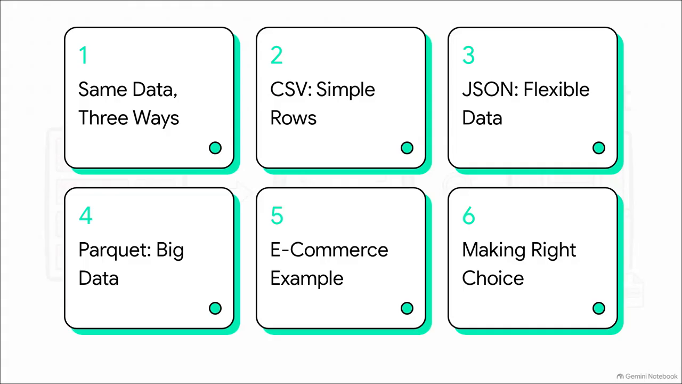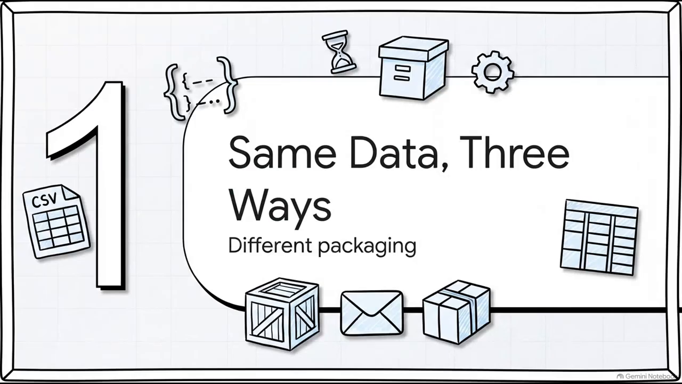Well, here is our roadmap to solve this little data mystery. First, the same data three ways. Then CSV, simple rows and columns, followed by JSON, flexible and nested data, and Parquet, built for big data. Next, a real-world e-commerce example, and finally, making the right choice. All right, section 1, the same data, three ways. Same info, different packaging. Let's look at why data requires completely different packaging depending on the job it needs to do.